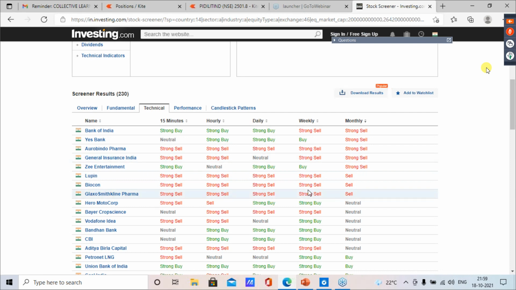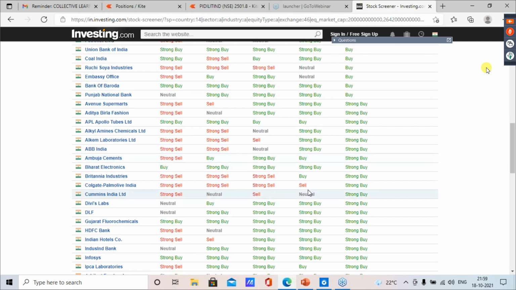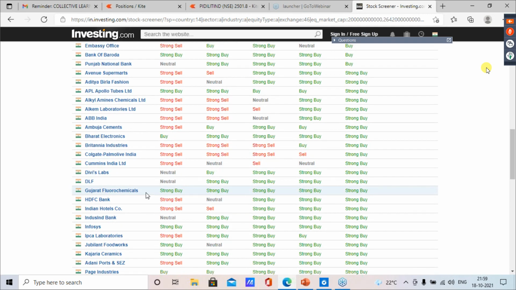And so we have a new addition for the strong buy, because I've reduced the net worth of the company from 400 billion to 200 billion. Now we have all those small companies joining the trend. We have strong buy in Gujarat Fluorochemicals. So you can shortlist more stocks as and when you reduce the criteria.